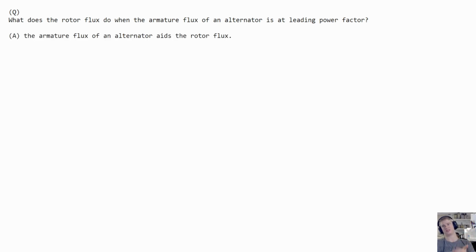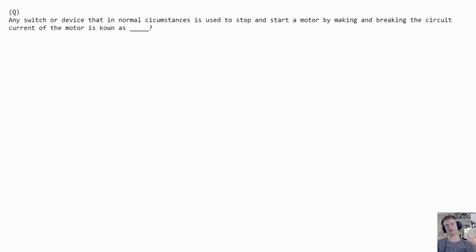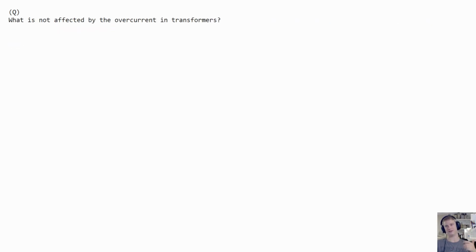The armature flux of an alternator aids the rotor flux. Next, any switch or device that in normal circumstances is used to stop and start a motor by making and breaking the circuit current of the motor is known as a controller. Next, what is not affected by the overcurrent in transformers? And this would be the breather effectiveness.